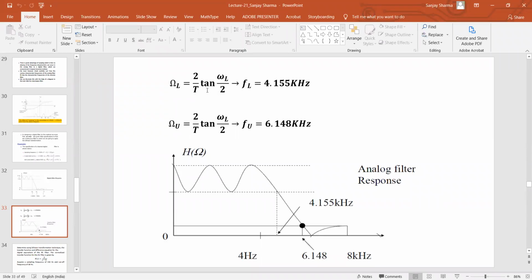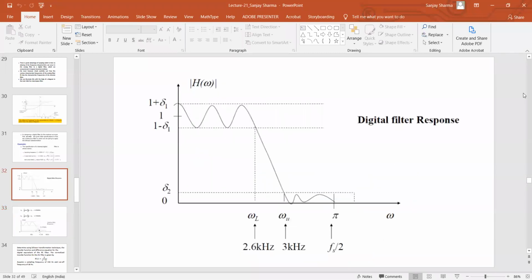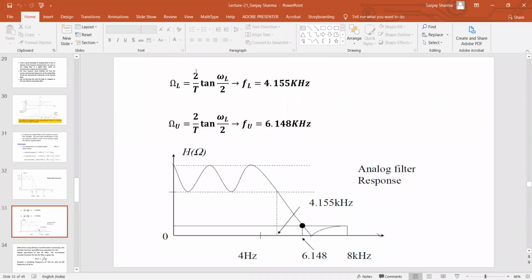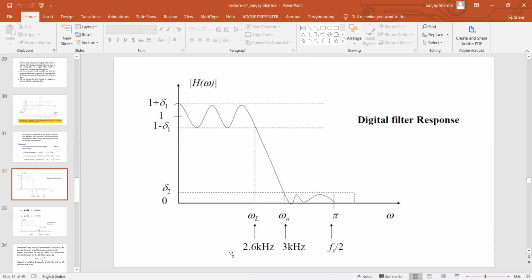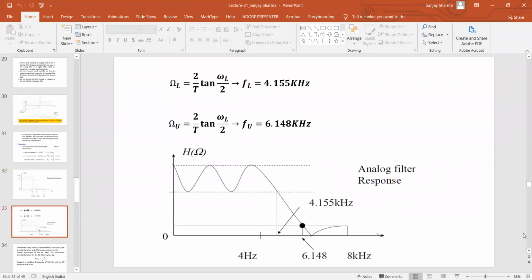So when I use this formula, my FL comes out to be 4.155 kilohertz and my FU comes out to be 6.148 kilohertz. Instead of 2.6 and 3 kilohertz, I use 4.155 and 6.148. Then I apply the bilinear transformation. Now if I apply the bilinear transformation, because of warping, because of the distortion in the frequency axis, for the digital filter, I will obtain 2.6 kilohertz and 3 kilohertz. This is known as frequency compensation or pre-warping.